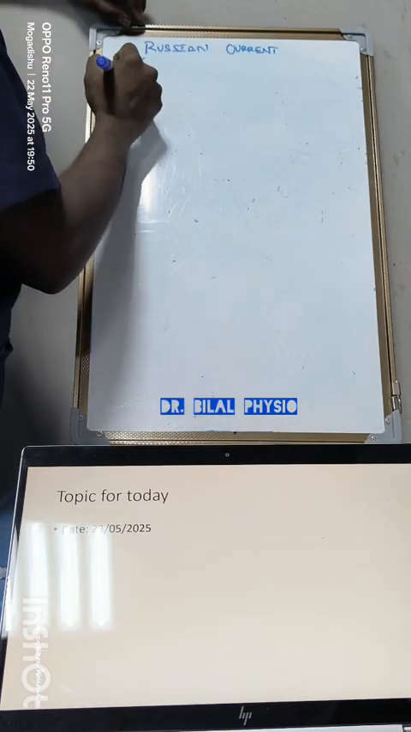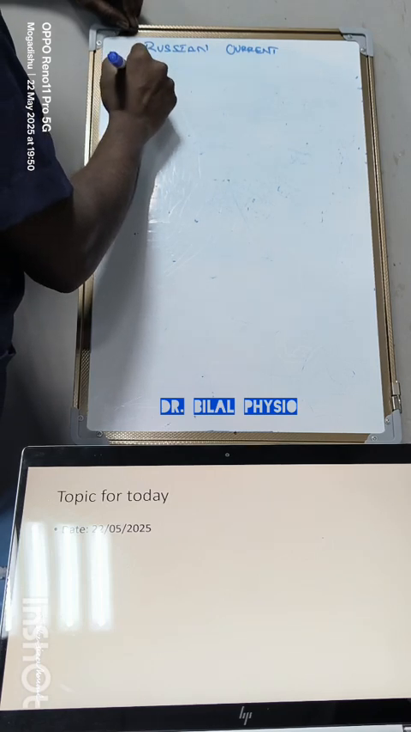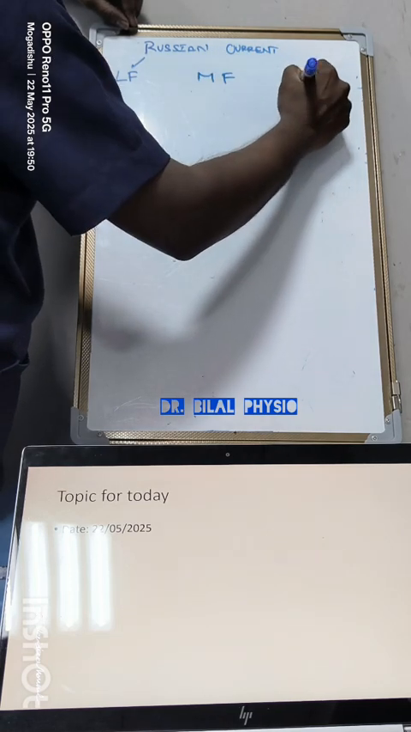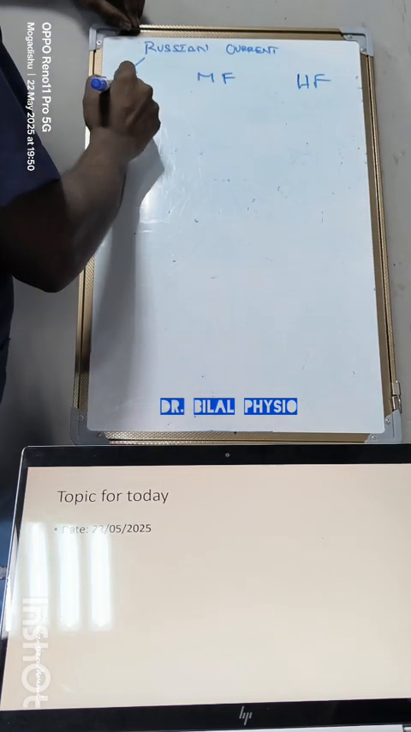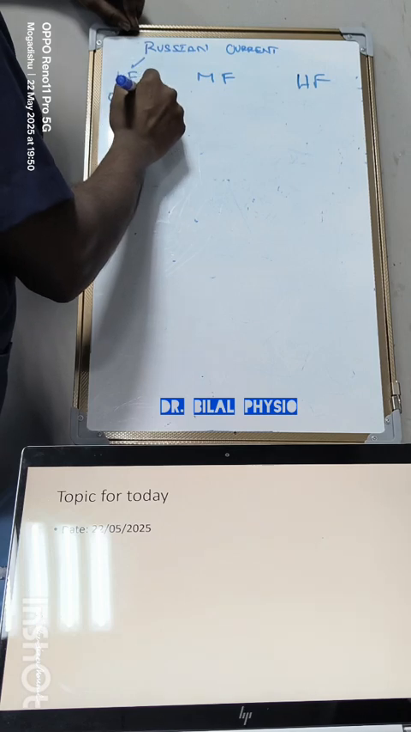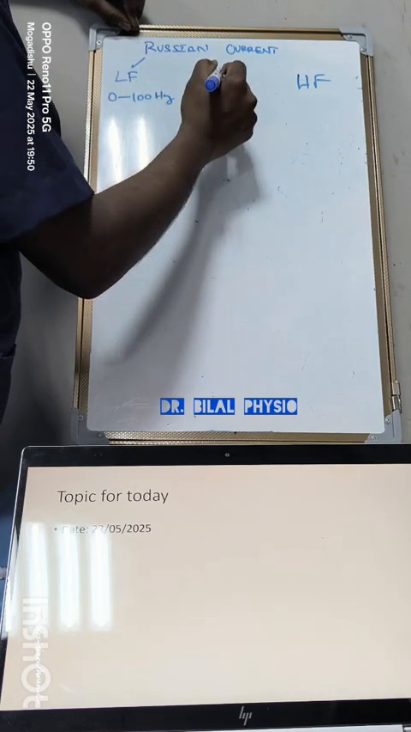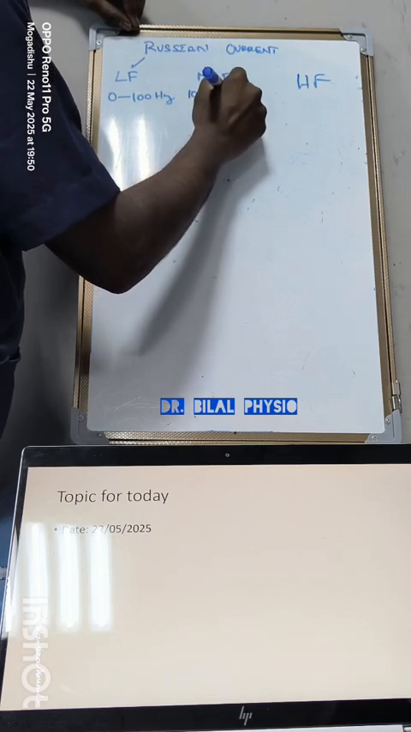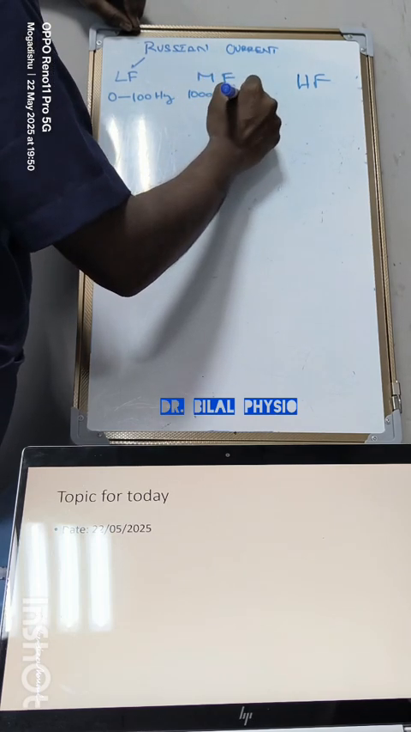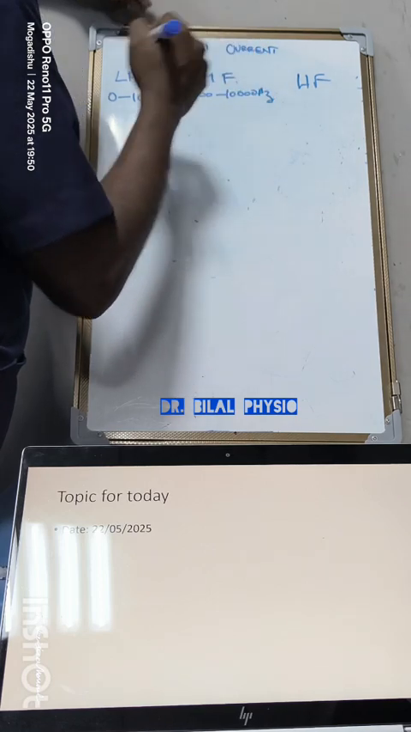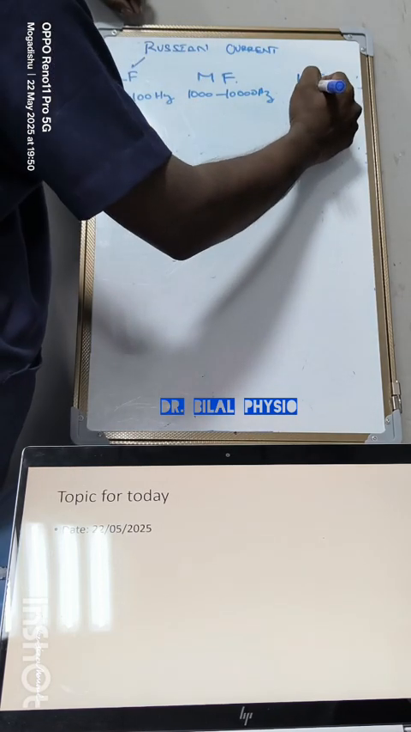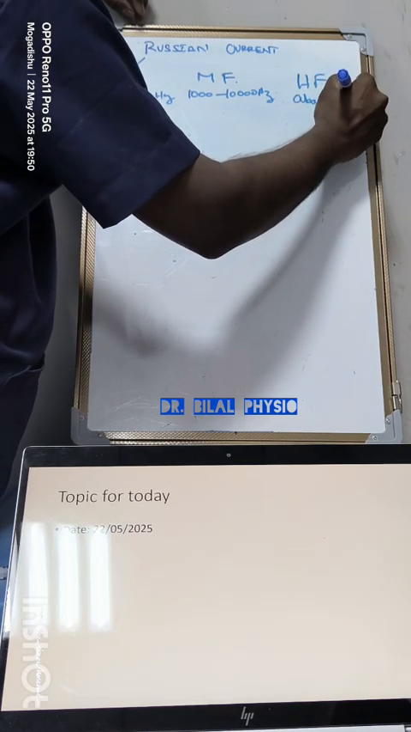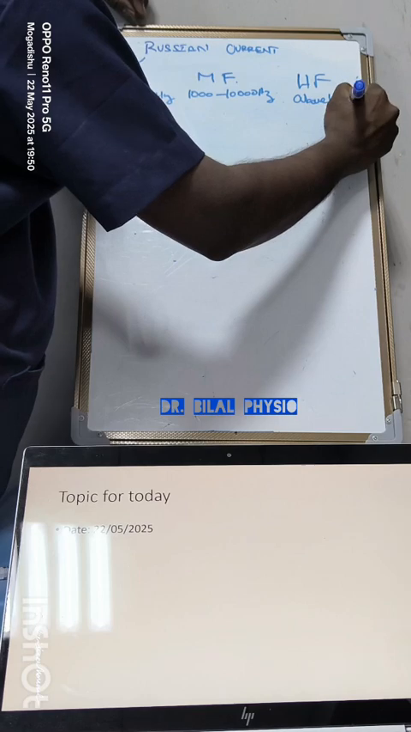So there are three types of current: low frequency, medium frequency, and high frequency. Low frequency is from 0 to 100 Hz. Medium frequency, those currents which fall under 1000 to 10,000 Hz, come under the medium frequency, and high frequency is above 10,000 Hz.